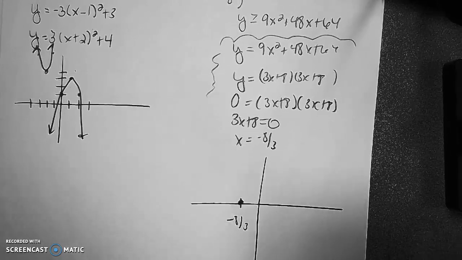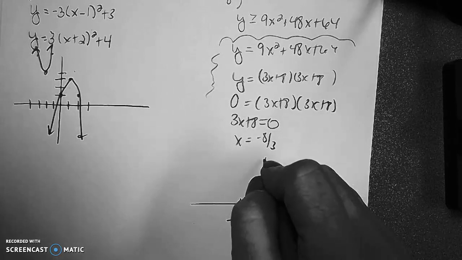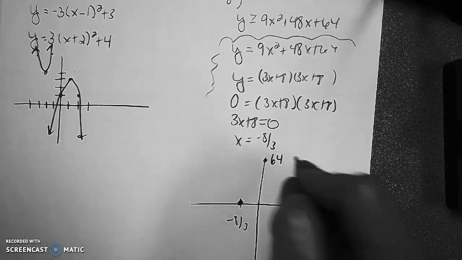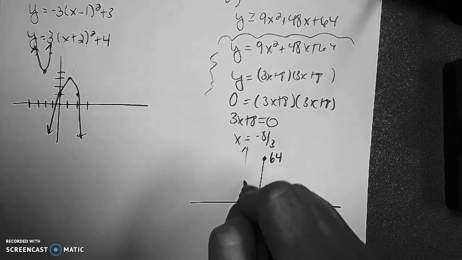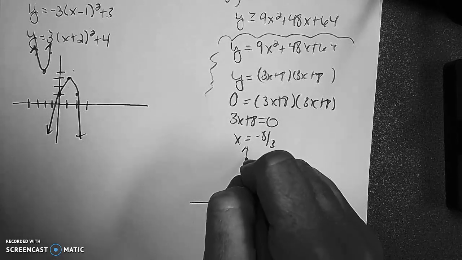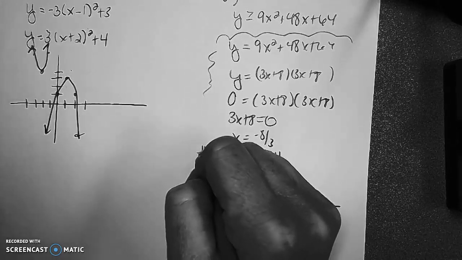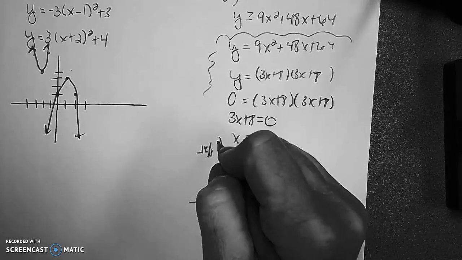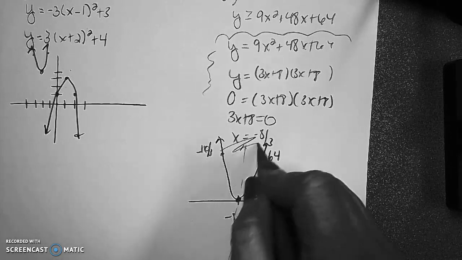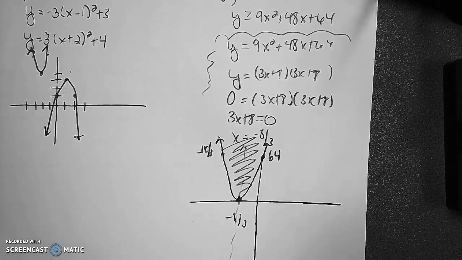Not only does that mean it has an even multiplicity, but that means negative 8/3 is the x-intercept. Then I can go back and I see my y-intercept is 64. I can use my axis of symmetry. So I'm at negative 8/3, so this would be negative 16/3. It would end up being solid, and it's greater than, so I'm shading above.